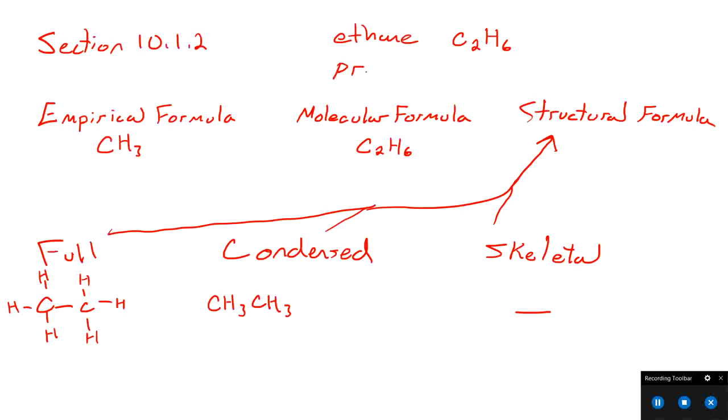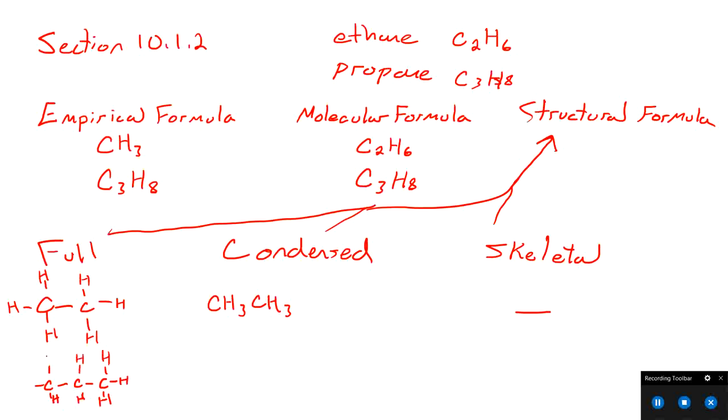Let's take propane as another example. So propane is 3 carbons and 8 hydrogens. So for propane, the molecular formula would be C3H8. The empirical formula is still C3H8. It does not change at all. The structural formula, we have three versions. We can have our full structural formula where we write out each carbon, each hydrogen. It takes a long time to do this one, which is why we don't normally use it. Then our condensed, and the easiest of them all, the skeletal.